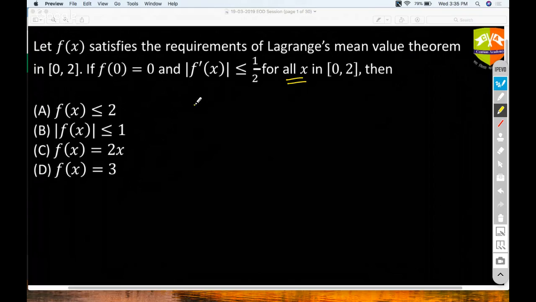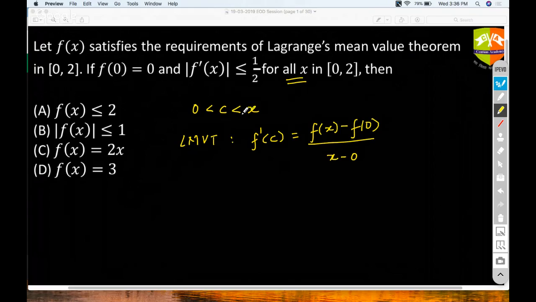Let's say for a value of c lying between 0 to x, if I apply Lagrange's mean value theorem, then it will be f'(c) is equal to (f(x) minus f(0)) by x. Correct? Now, since x is less than 2, in fact, c will also lie between 0 to 2. So from this expression, I can say that f(x) is equal to x times f'(c). Right?